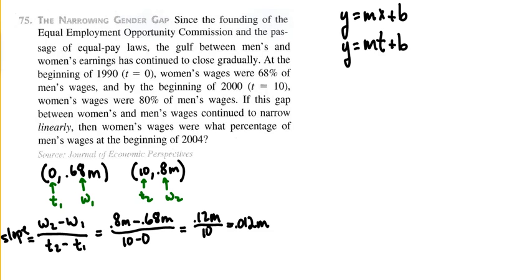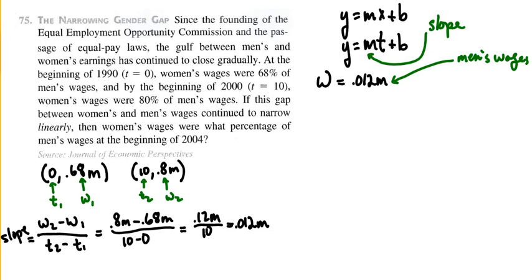So watch what I'm going to do. Now, instead of calling this y equals, we're going to say this is women's wages. What we're trying to calculate here is w. So I'm going to let that y be w. And the slope is 0.012 m. Don't confuse the two m's there. The first m is the slope of our linear equation. The second m refers to men's wages. I understand that that can be a little complicated, but we're going to have to do it that way.